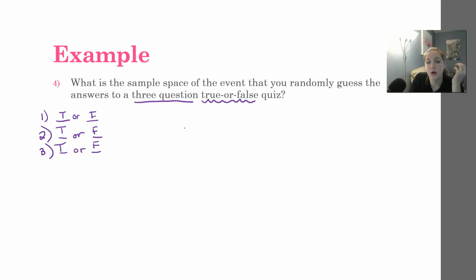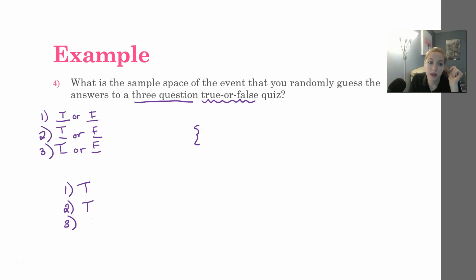But we need to list out our sample space. So we need to come up with those braces, and we need to list all possible samples. So when I'm looking at this, what's one possibility? Let's list out one possibility. I'm randomly guessing. So what could I put for number 1? I could put true, right? What could I put for number 2? I could put true again.